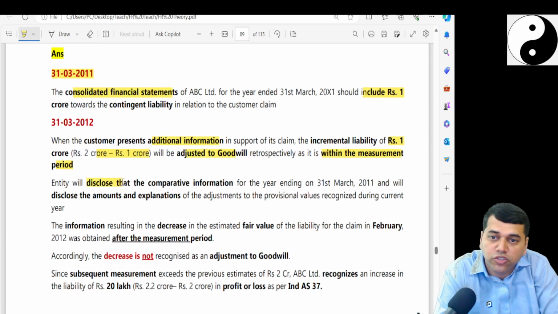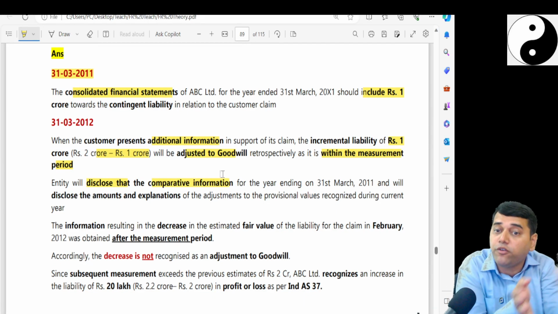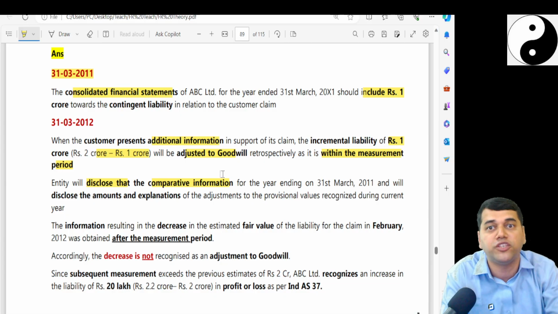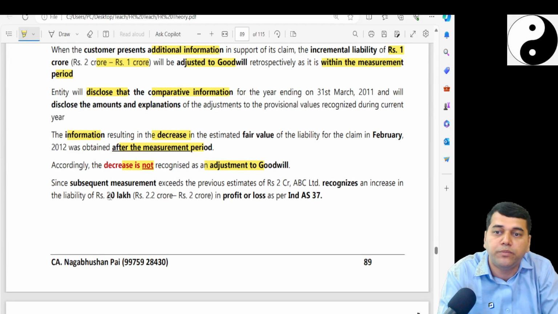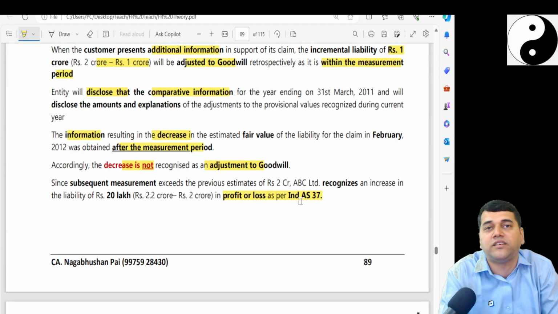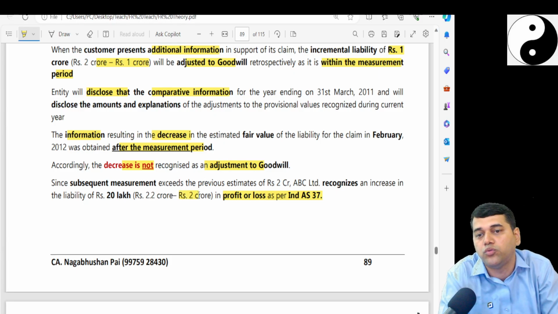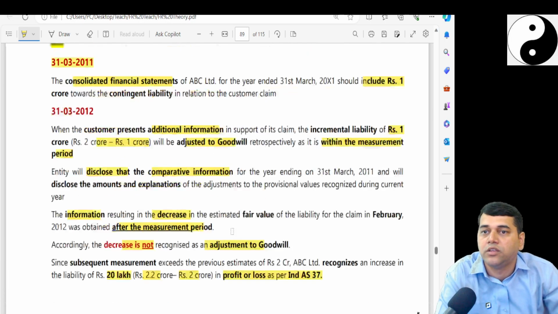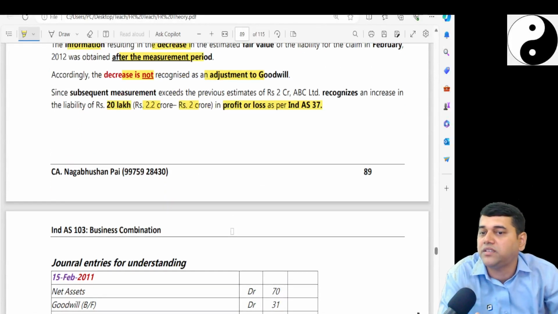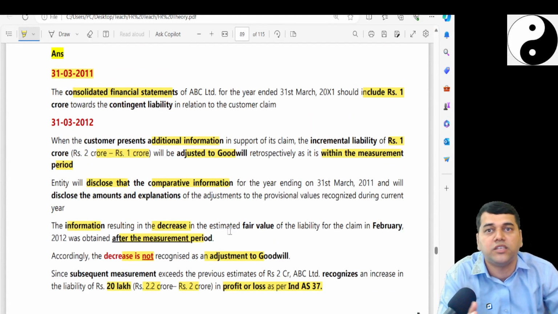Now the entity needs to disclose that information in the comparative also, because last year it is a retrospective change. In the comparative also you need to change. Any information of decrease after the measurement period should be ignored, not adjusted to goodwill. And anything subsequent should be adjusted as per Ind AS 37. So already you have made a provision of 2. Now it is 2.2, so 20 lakhs should go to P&L.